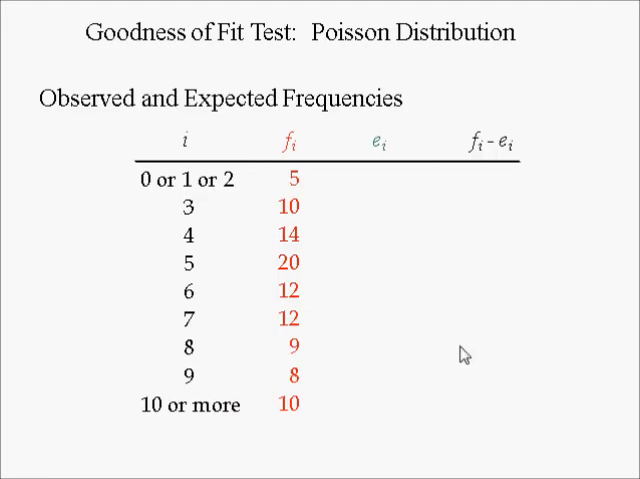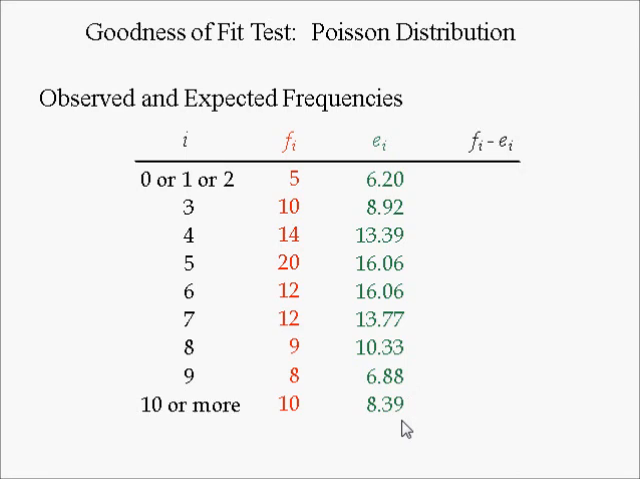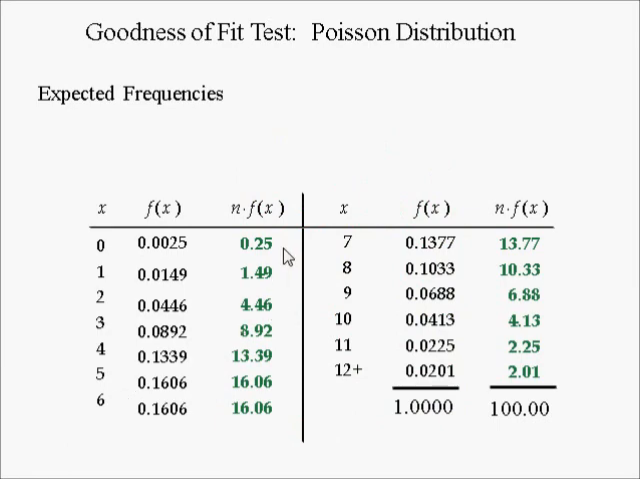Now we want to list the expected frequencies next to the observed frequencies. And we get 6.2, 8.92, and so on, all the way down to 8.39. Where does the 6.20 come from again? The 6.20 comes from adding 4.46, 1.49, and 0.25.